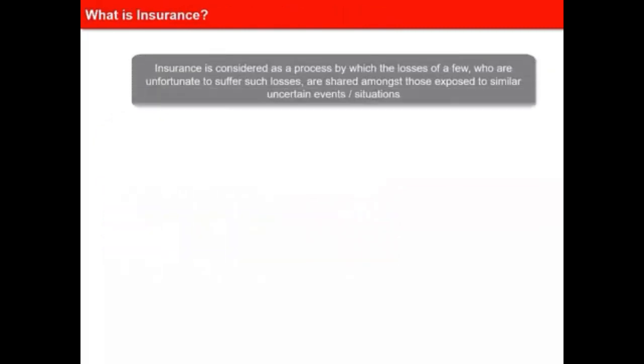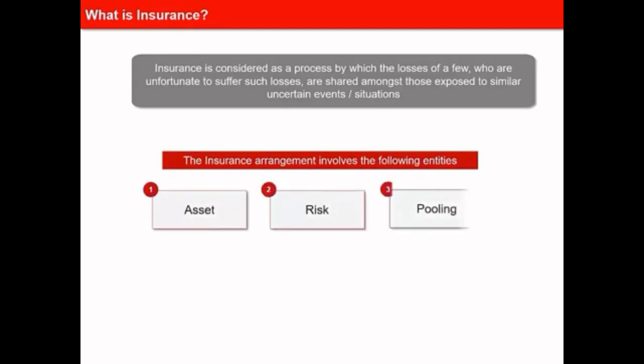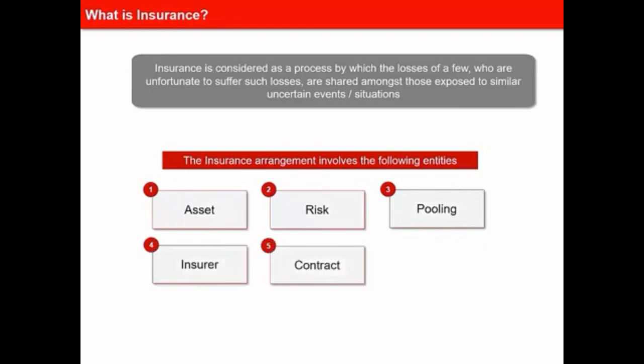Insurance is considered as a process by which the losses of a few who are unfortunate to suffer such losses are shared amongst those exposed to similar uncertain events or situations. The insurance arrangement involves several entities, which includes the assets, risk, pooling, insurer, contract, and the insured. We will learn about these entities in detail as we move forward.